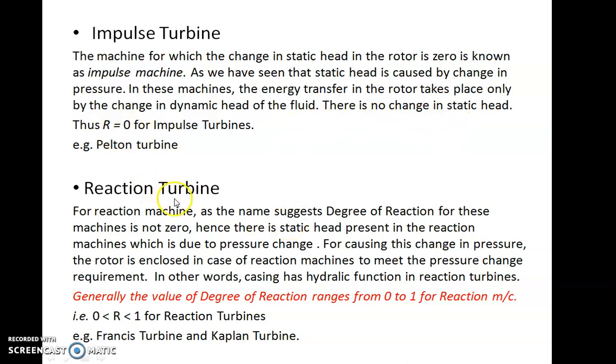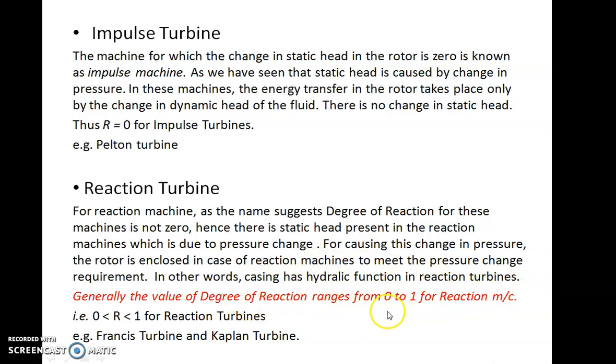That's why the degree of reaction is 0, as there is no change in static head. But in reaction turbine, the name itself suggests why the name reaction turbine is given, because there is a degree of reaction for these turbines. So obviously it is not going to be 0, because there is a change in pressure across the runner. There is no atmospheric pressure across the runner. So that change in pressure across the runner causes the degree of reaction to occur. And for causing this change in pressure, the rotor is enclosed in a tight, airtight casing in case of reaction machines, so that there is a pressure change. In other words, the casing has a hydraulic function in reaction turbine.